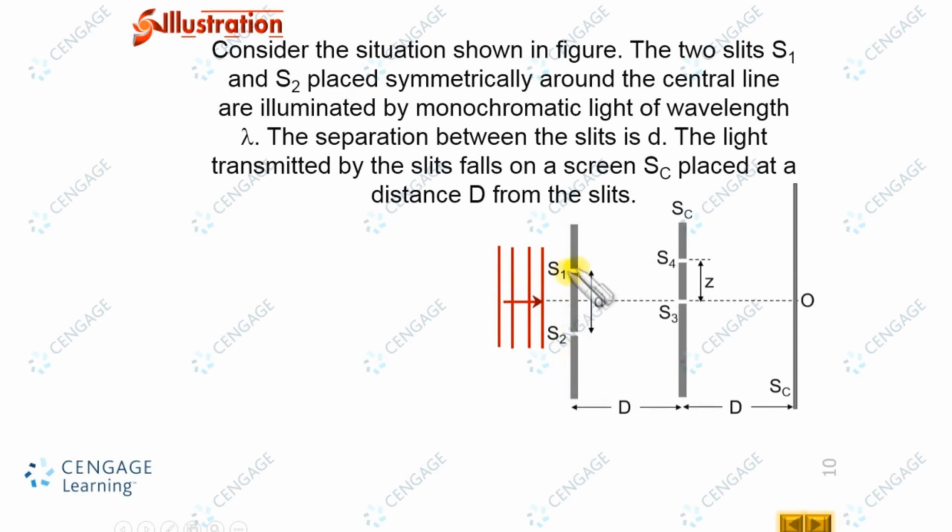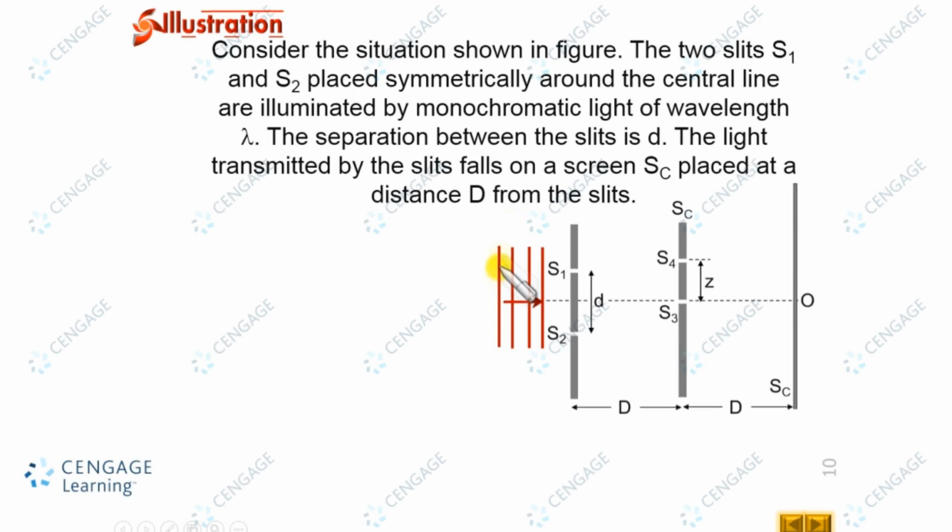The slit plane consists of the two slits S1 and S2 separated by a distance small d. The wavelength of light incident on the slit is lambda. The light transmitted by these slits falls on a screen SC. This is the screen SC placed at a distance capital D from the slits. This distance is capital D.